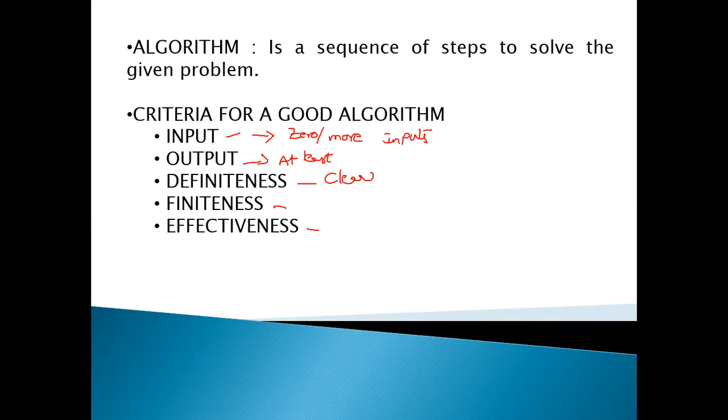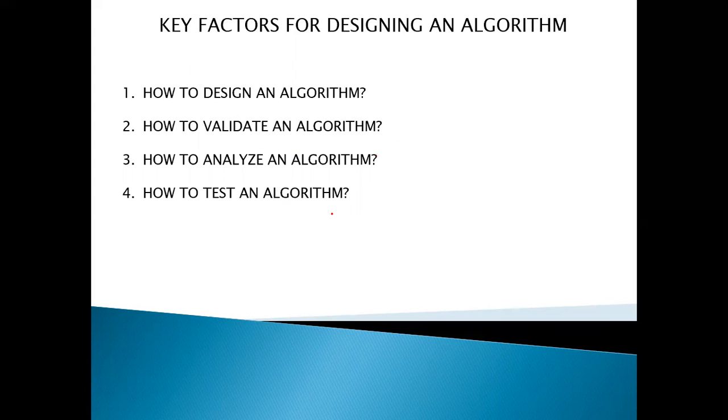That is the definiteness. Finiteness: each and every algorithm should have an ending point. That means each and every algorithm should stop after a finite number of steps. That is finiteness. Last one is effectiveness. Effectiveness means each and every algorithm's instruction should be clear and simple to implement and not dependent on any external knowledge. That is effectiveness. The algorithms which satisfy all of these criteria are known as a good algorithm. So these are the key factors.